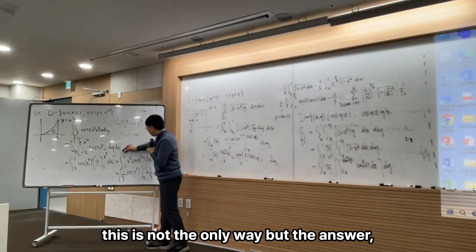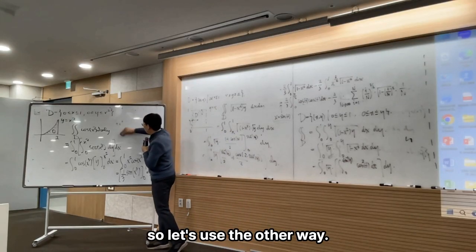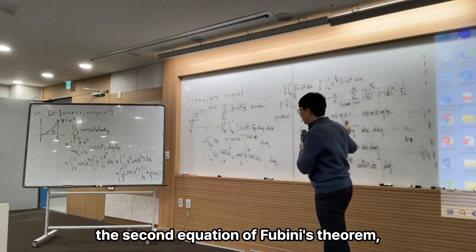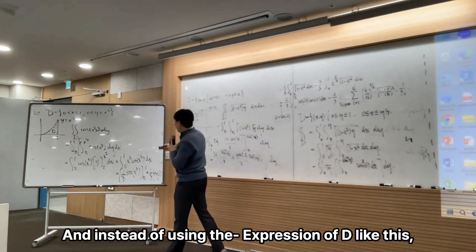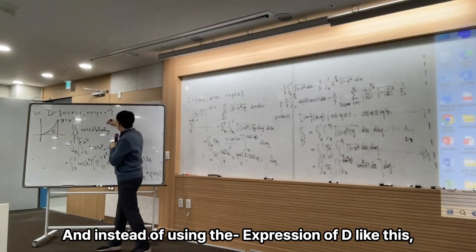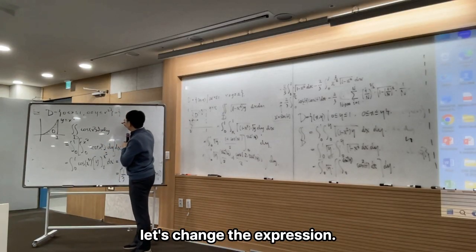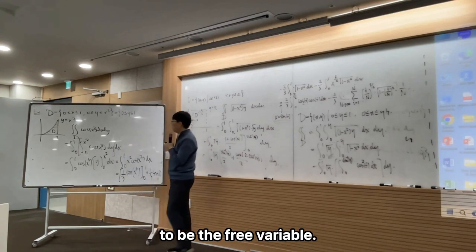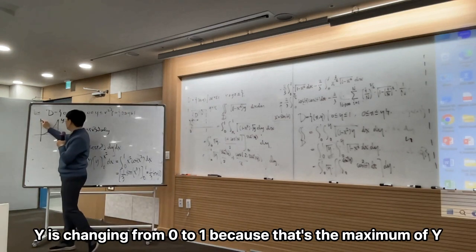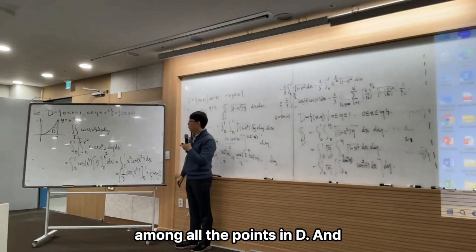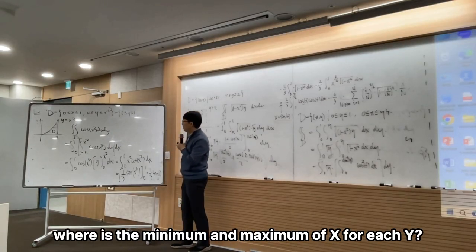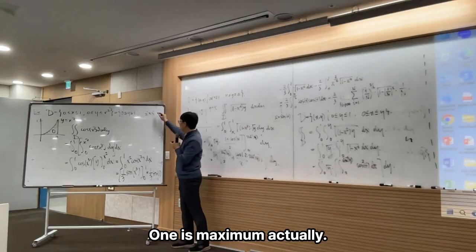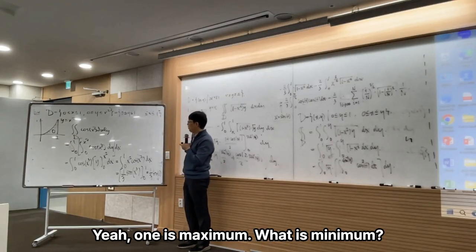I'm saying this is not the only way to get the answer. So let's use the other way. How about we use the second equation of Fubini's theorem, right here. And instead of using the expression of D like this, let's change the expression. I want to set y to be the free variable. y is changing from 0 to 1 because that's the maximum y among all the points in D. And where are the minimum and maximum of x for each y? What is the maximum? Well, 1 is the maximum.